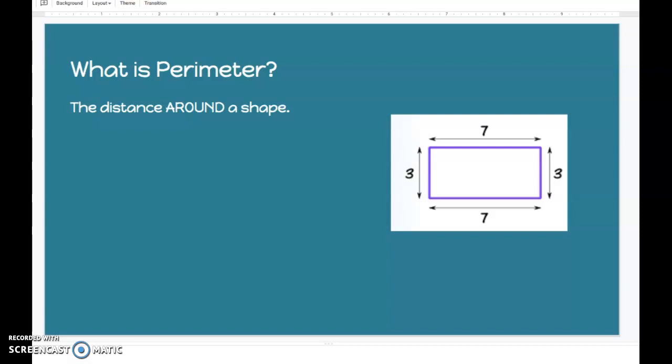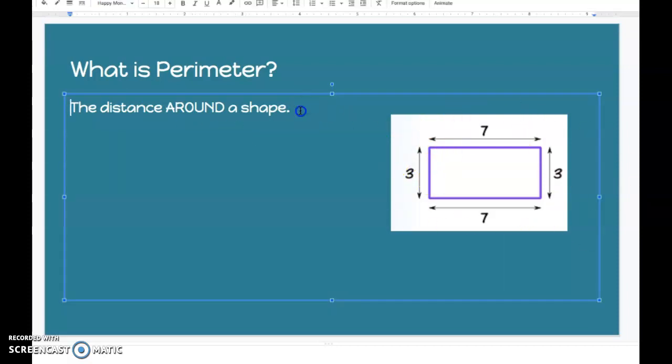What is perimeter? Always think the perimeter is the distance around a shape. So if I was finding a formula to represent the perimeter, I know that P, perimeter, is length plus width plus length plus width. For this shape, 7 plus 7 plus 3 plus 3. When I do that, I'd get 20 for my perimeter.